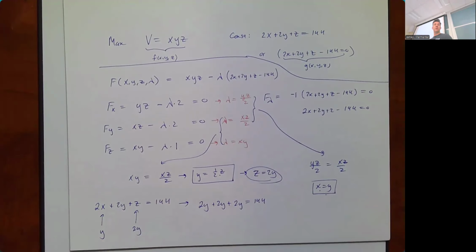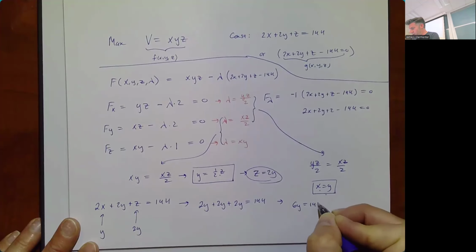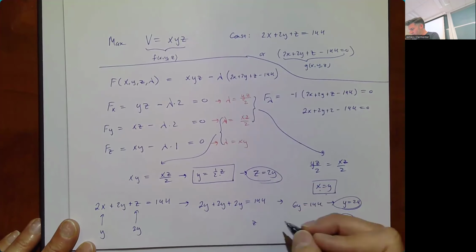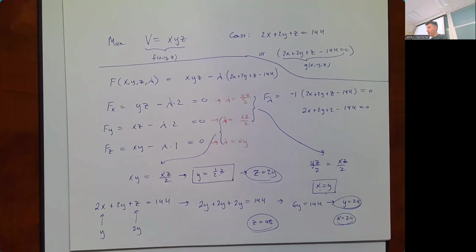So when you do this, you essentially take your equation that has 3 variables in it and get an equation with 1 variable in it by writing both z in terms of y and x in terms of y. And then that becomes 6y equals 144, which then becomes y equal to 24, just like last time. And then x equals y, so x also equals 24. And then z equals 2y, so z equals 2 times 24, which is 48. We get the exact same values we got from before.